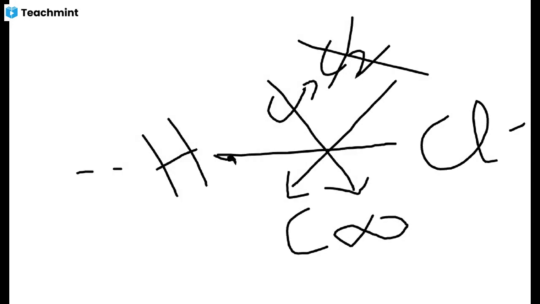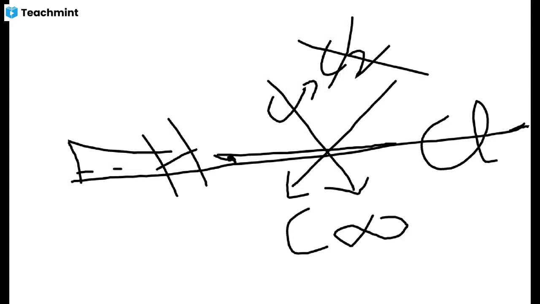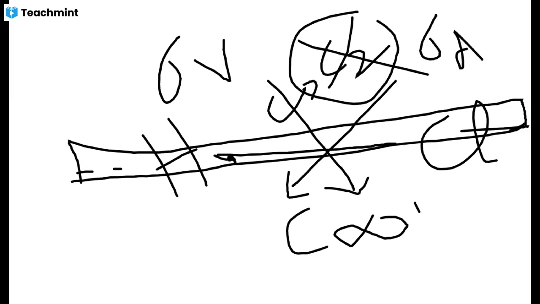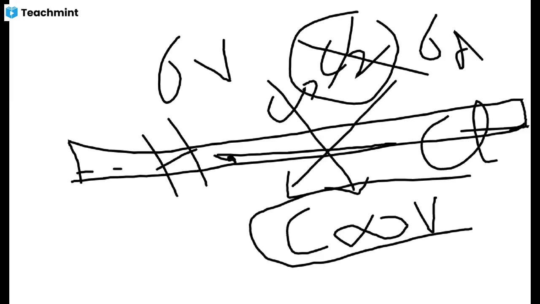Sigma V is the plane which contains the principal axis. If you cut the plane like this, you get half hydrogen and half chlorine, so it contains the sigma V plane. And if there is no C2, there is no sigma D also. So it is C infinity V. This is our two infinity groups: D infinity H and C infinity V.